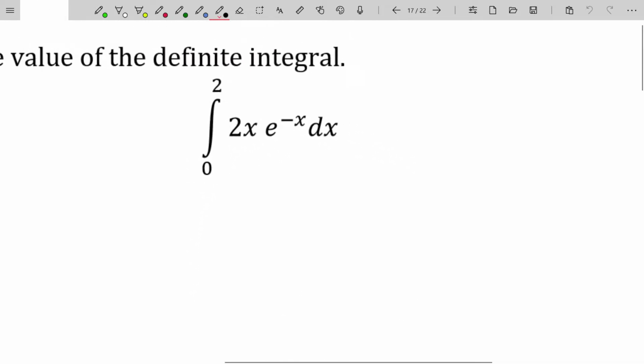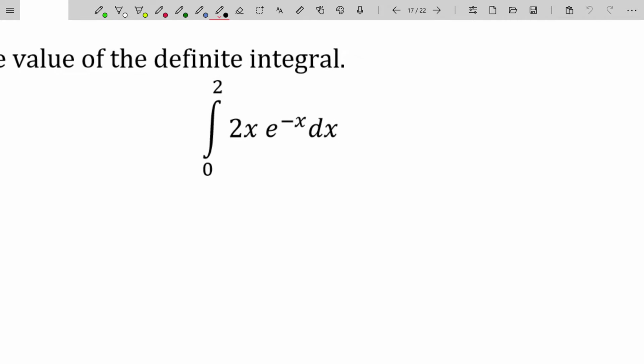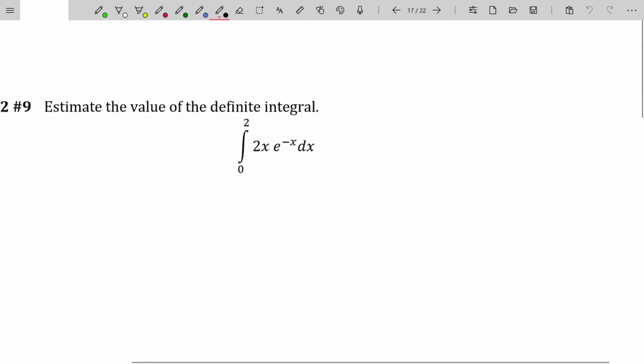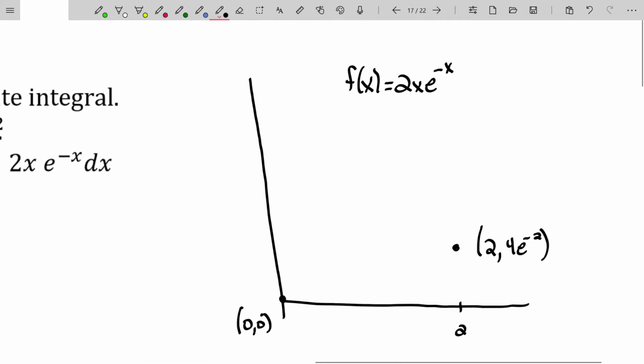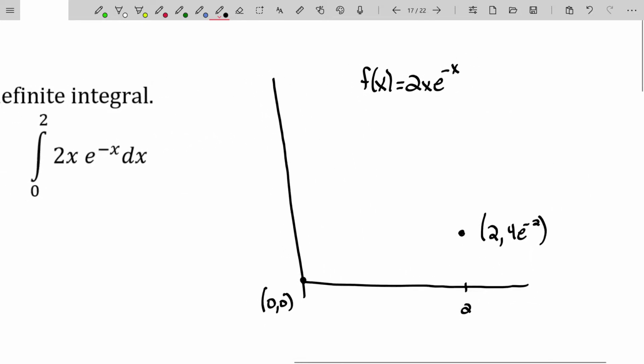Like how low does this function go and how high does this function go? All right, let's take a look at this function from x equals 0 to x equals 2. Well, let's see. Our function is 2x e to the negative x. We know at time 0, it goes through 0. And we can easily see at time 2, it goes through 4 e to the negative 2.